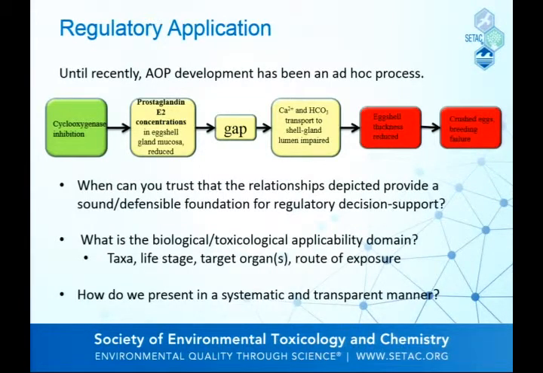How do they understand what is the appropriate biological and toxicological domain of applicability of those relationships? What taxa does this relationship apply to? Does it apply to all sexes, all life stages? How can they understand how best to apply that? And how can we present all that in a very systematic and transparent manner?